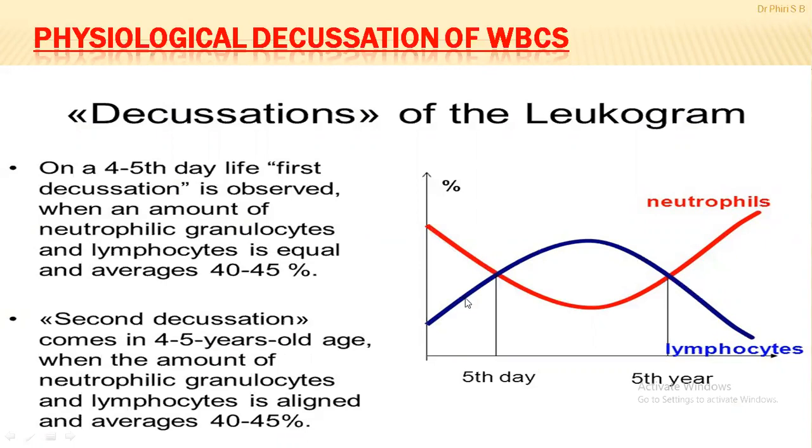So you can see just after birth, the concentration of lymphocytes and neutrophils is almost the same as that of an adult. So you have an adult person here. You have almost the same concentration of neutrophils, and almost the same concentration of lymphocytes. This is just after birth. But by the 5th day of life, there is a decussation that is taking place.